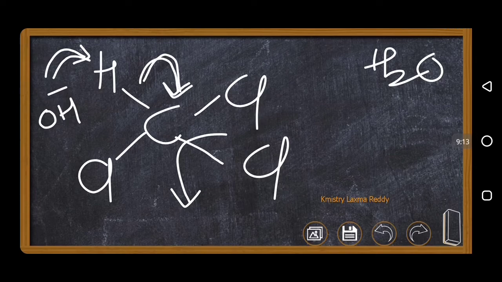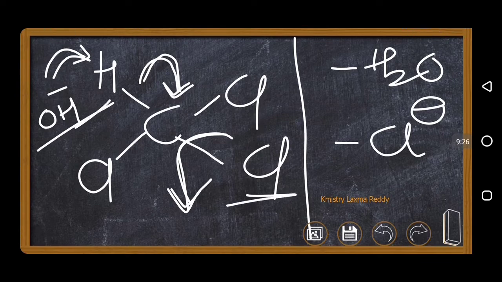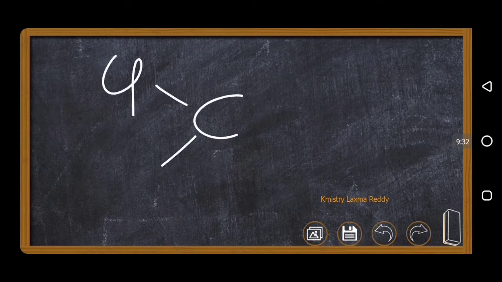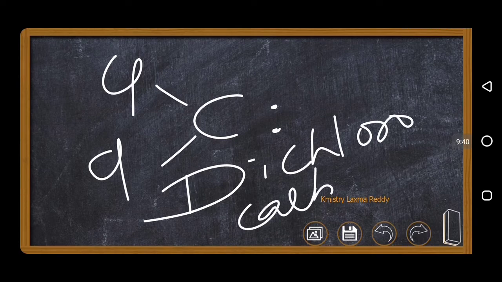This electron pair comes onto the carbon, that will be like a pair, and this chlorine goes with electrons, so Cl minus. These are removed, so you can show minus H2O because of this, minus Cl minus because of this. The remaining part is this one, that will be two chlorines and two electrons. This you can call dichlorocarbene, and this we are going to use in the Reimer-Tiemann reaction. Dichlorocarbene is the intermediate. In a similar way you can take many examples.